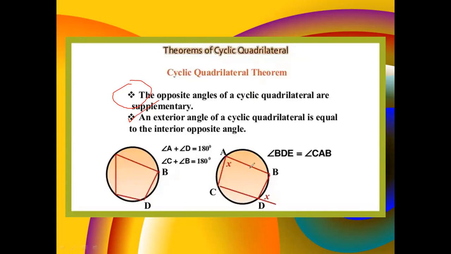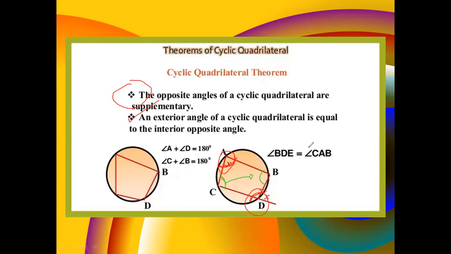Remember, if this is the quadrilateral inside this circle, we have this quadrilateral A, B, C, and D. So angle A plus angle D, the opposite angle, is equal to 180 degrees. So the sum of these opposite angles should be 180 degrees. And then the other two angles also, angle C is also supplementary to angle B, the opposite angle. And thus, angle C plus angle B is also having a total of 180 degrees. So that is the first theorem.